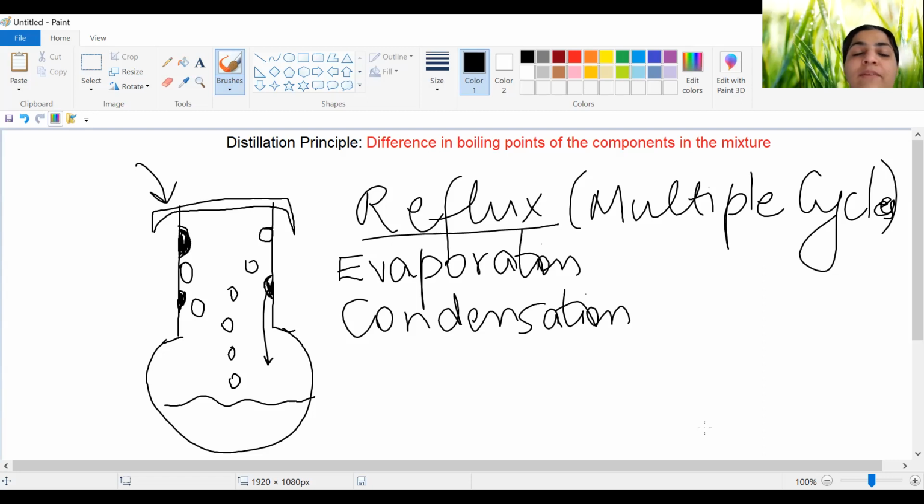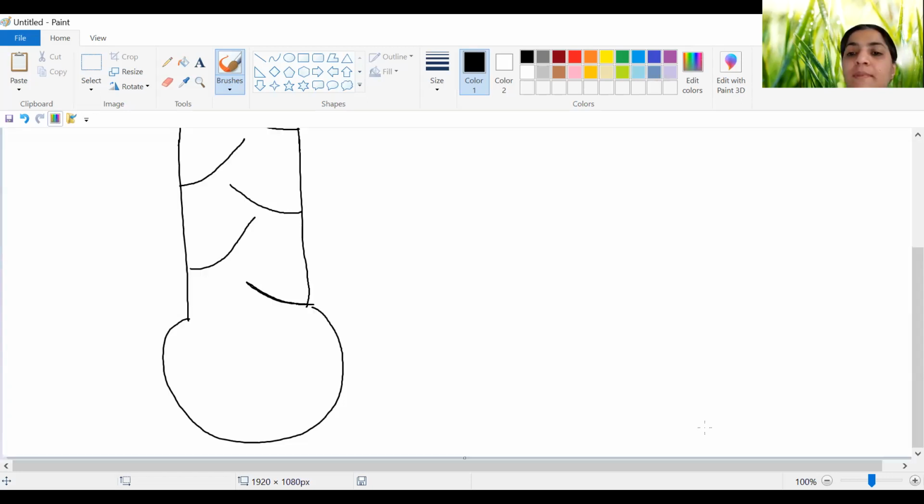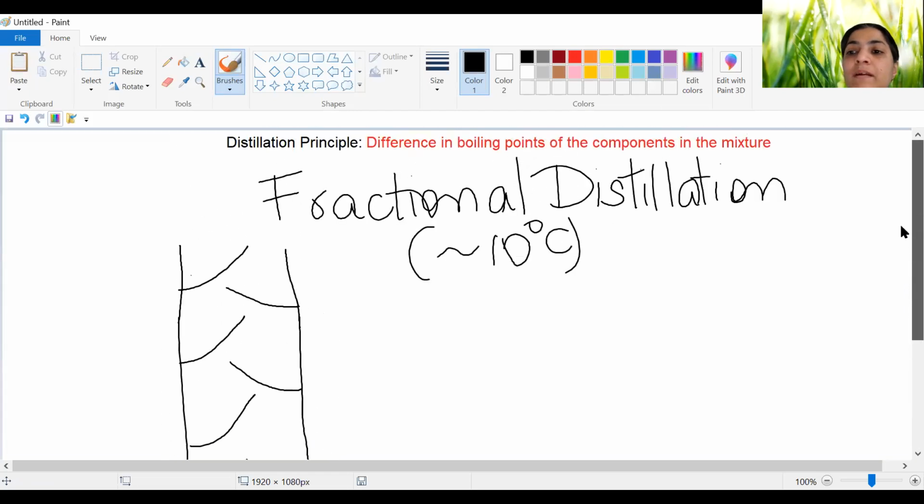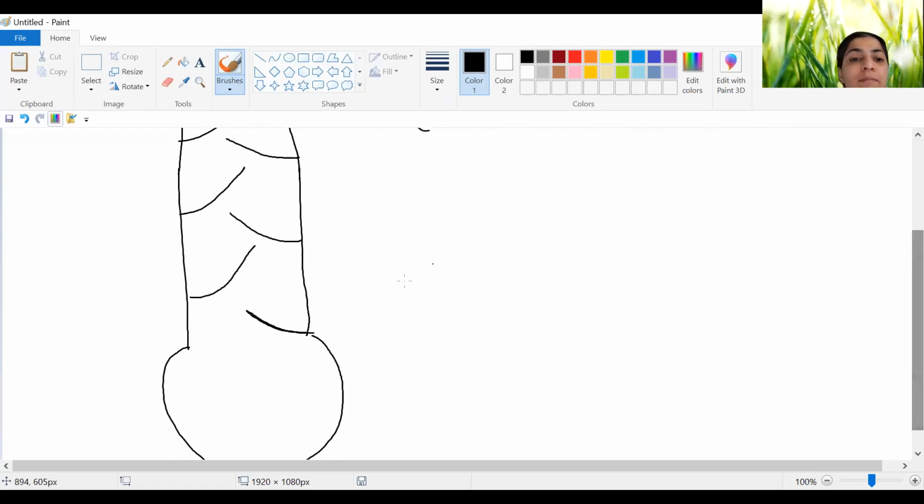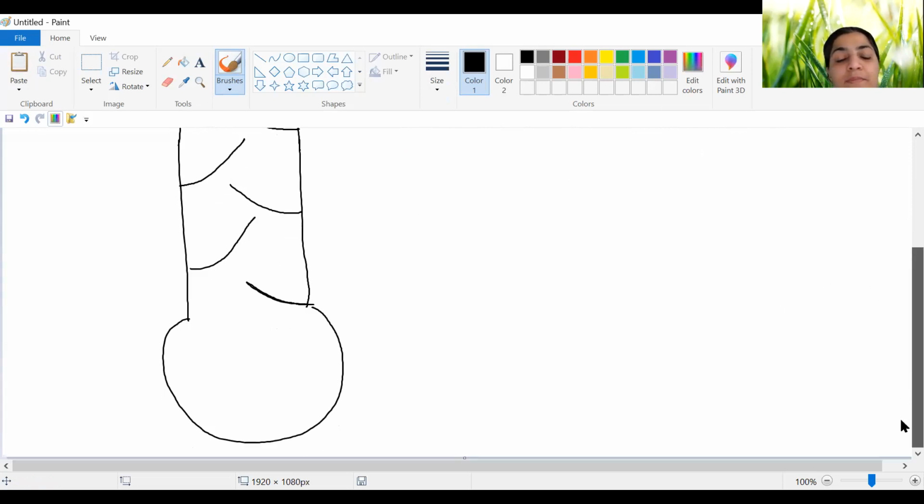So how can we improve upon our distillation? This is where our second form of distillation, known as fractional distillation, comes into play. When we have fractional distillation, the temperature difference can be about 10 degrees Celsius apart. By fractional distillation, we mean we will be collecting several fractions within that system.